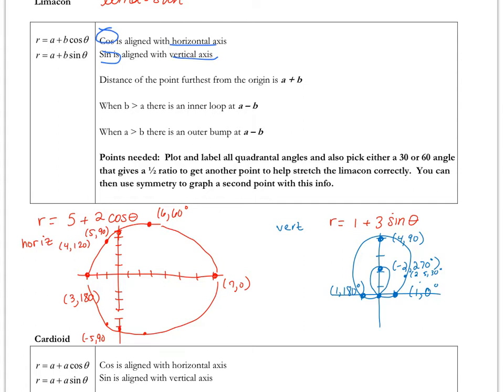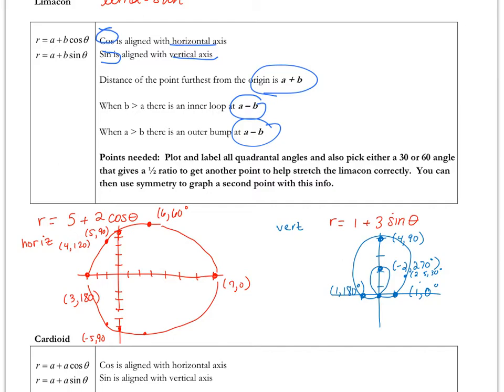The farthest point from our origin is going to be a plus b, and then the inner loop or the outer bump will be at the difference of a and b. If the difference of a and b is negative, then we end up having this inner loop. If it is positive, we end up having an outer bump. What I would recommend doing is just plugging in the quadrantal angles, 0, 90, 180, and 270, into the actual function to find the points that you will be plotting.